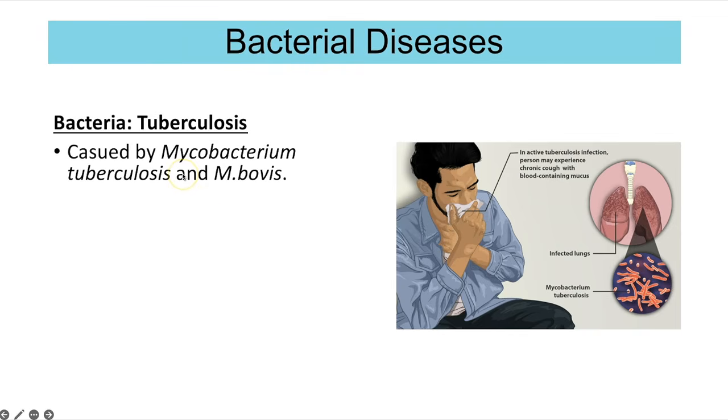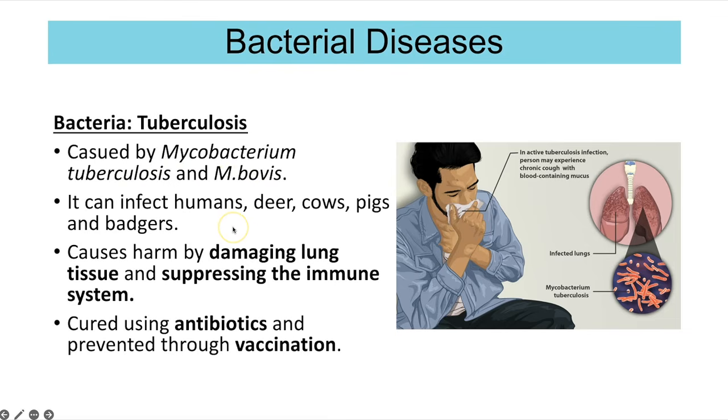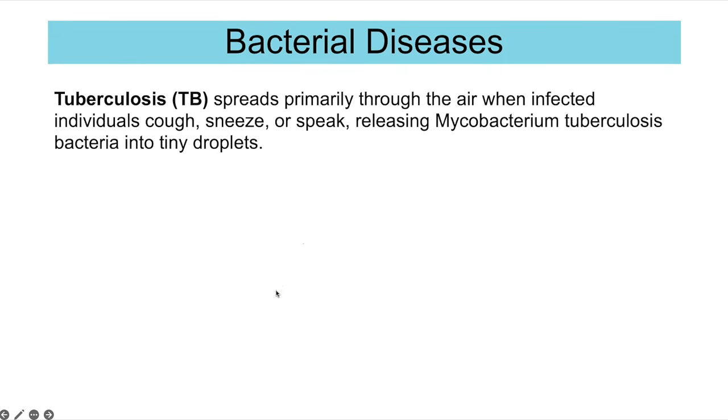So this is caused by two different strains, Mycobacterium tuberculosis and Mycobacterium bovis. It can infect humans, deer, cows, pigs, badgers, and the bacteria causes harm by damaging the lung tissue and suppressing the immune system. It can be cured though using antibiotics because it's caused by bacteria, and it can be prevented in the first place if you have a vaccine, so you develop artificial immunity to it. So let's have a look at it in a bit more detail.